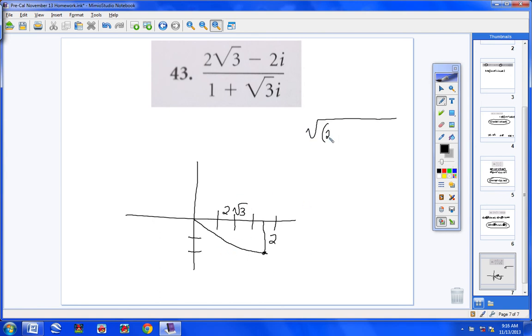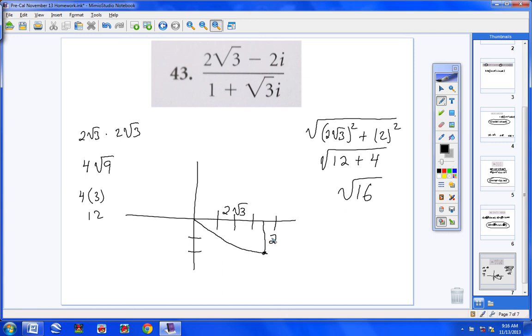So we're going to have 2 square root of 3 squared plus 2 squared, Pythagorean Theorem. And let's see, 2 square root of 3 squared, that's like 2 square root of 3 times 2 square root of 3. Outside number times outside number, that's 4. Inside number times inside number, that's 9. We know the square root of 9 is 3, so 4 times 3, so we get 12. So 2 square root of 3 squared is 12, plus 2 times 2 is 4, so we end up with the square root of 16, which is 4. So now we know our hypotenuse is 4.